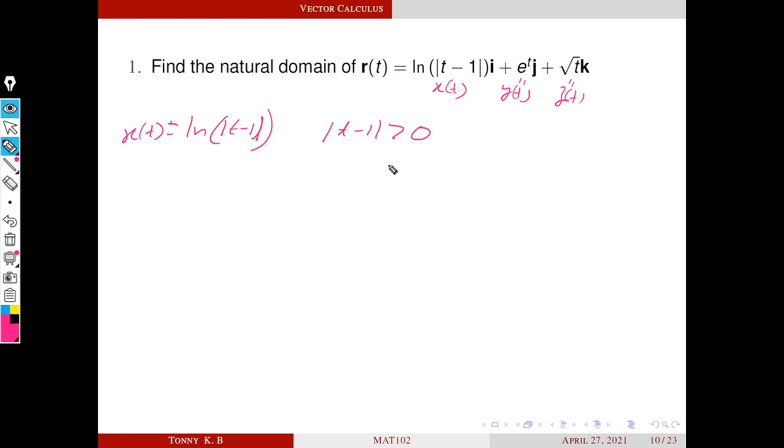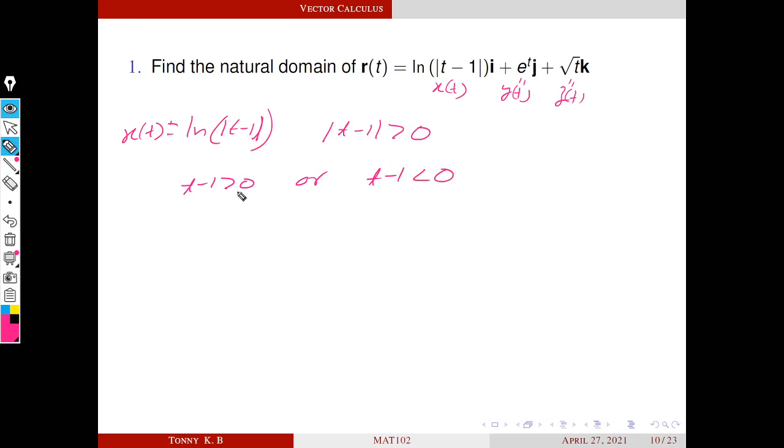Okay, modulus of something. What is modulus of t minus 1 is positive? Modulus of t minus 1 is positive only when either t minus 1 is positive, right? Either t minus 1 is greater than 0 or t minus 1 is less than 0, isn't it? In both cases, its modulus value is positive.